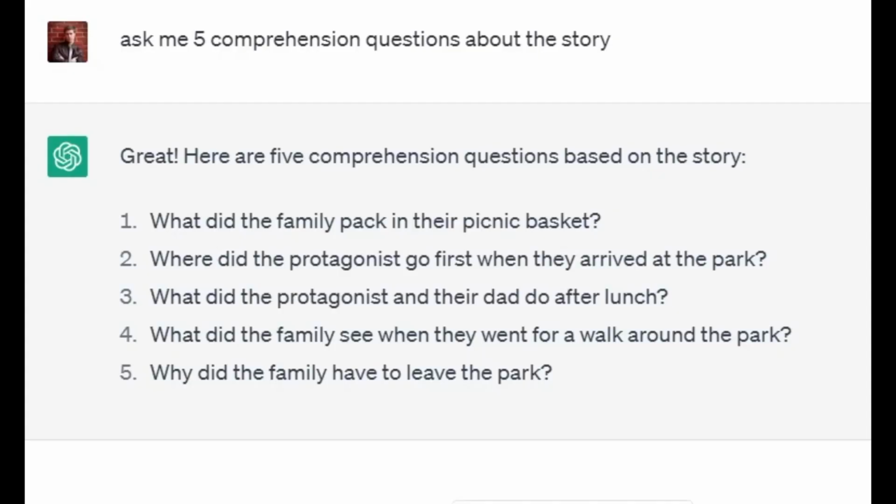The protagonist is the main character in the story. What did the protagonist and their dad do after lunch? What did the family see when they went for a walk around the park? Why did the family have to leave the park? Because it was getting late.